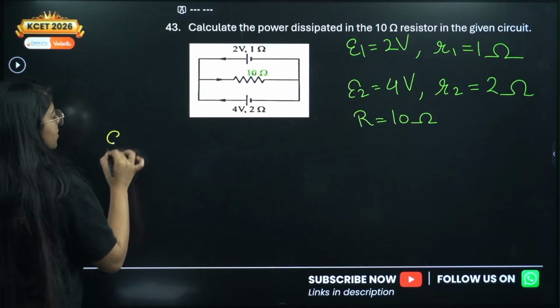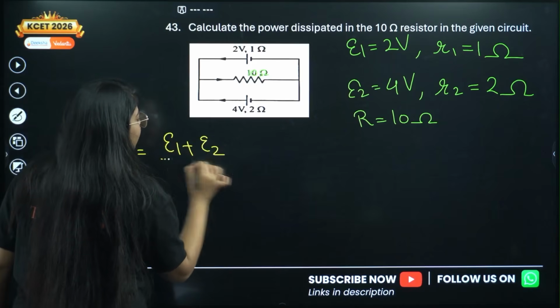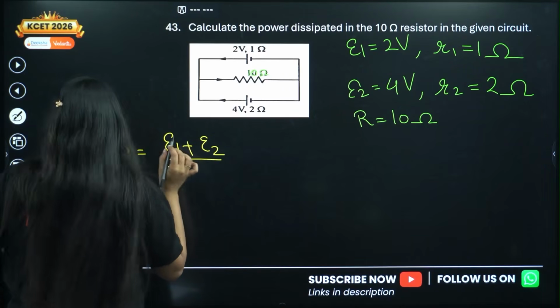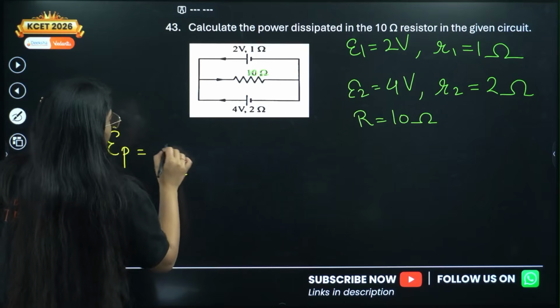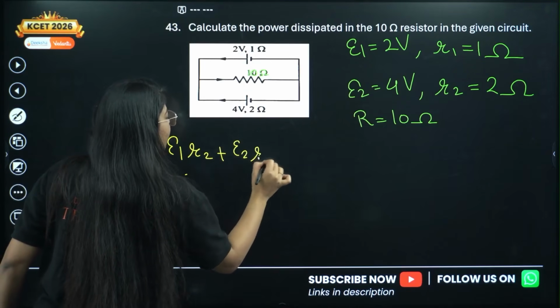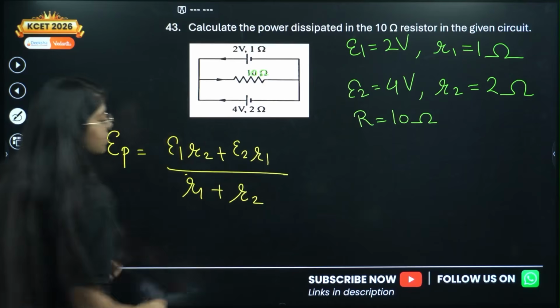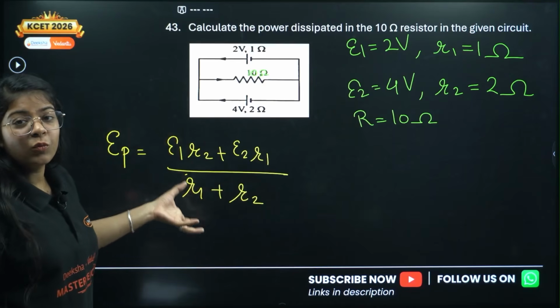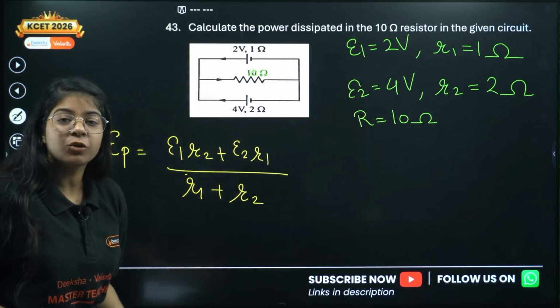So we know just the formula for this is E1 plus E2 divided by, okay, no. For this the formula is different, that is E1 R2 plus E2 R1 divided by R1 plus R2. This is the formula to find equivalent voltage when two voltage sources are connected in parallel to each other.